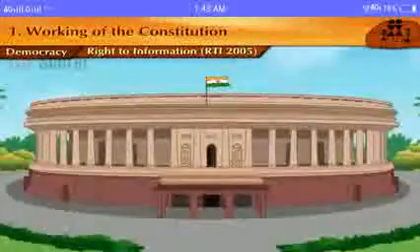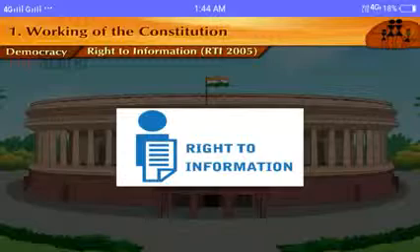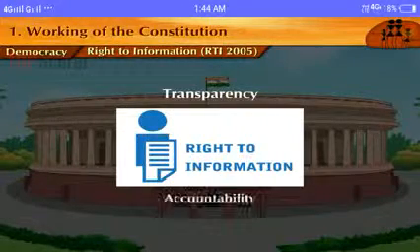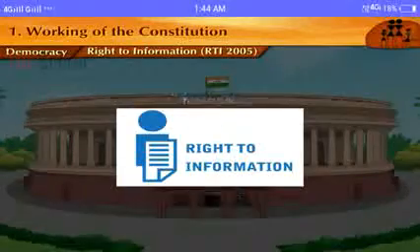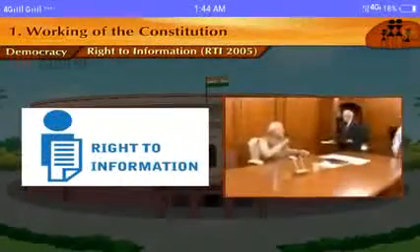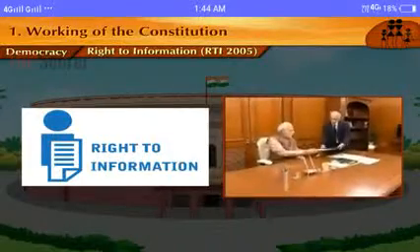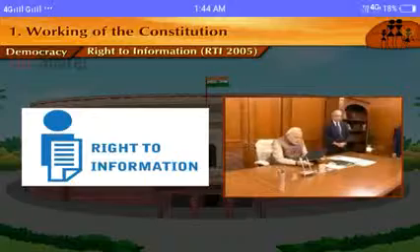The Government of India introduced the right to information to Indian citizens to ensure transparency and accountability, which are the hallmarks of a good governance. Right to information led to the government becoming more transparent, thereby reducing the element of secrecy in its functioning.